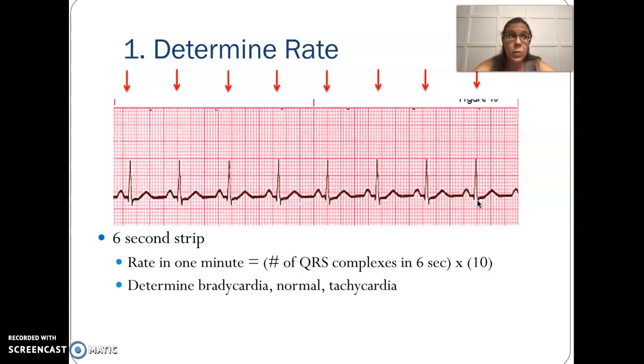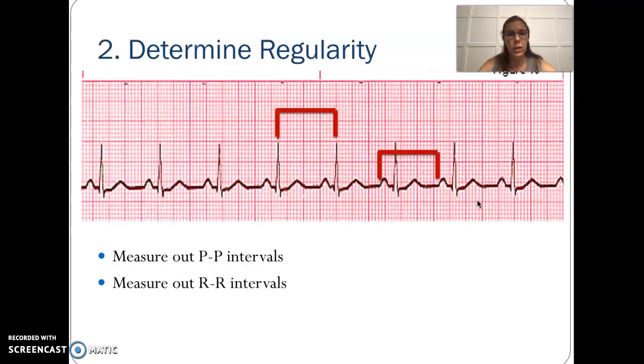The other super easy way, by the way, when you're in the ICU or PCU, is to look up on the screen and it'll tell you the rate. So you just use that. But on your exam or something, you would need to be able to count it. And this will help determine if the patient is bradycardic, if they have a normal rate, or if they are tachycardic. So that's helpful for that piece of information. So the first is the rate.